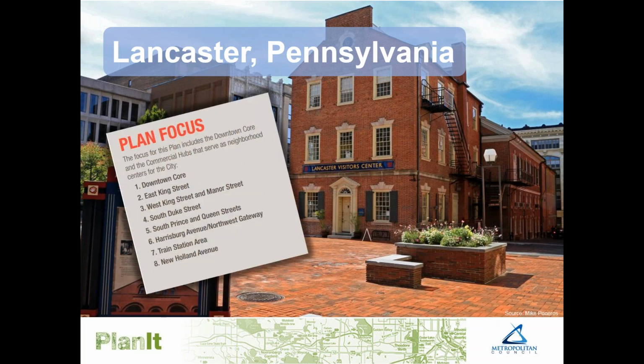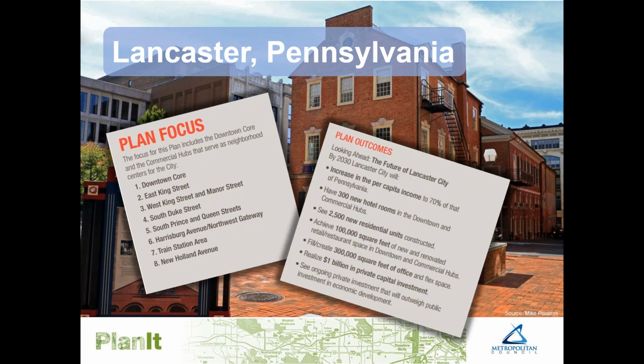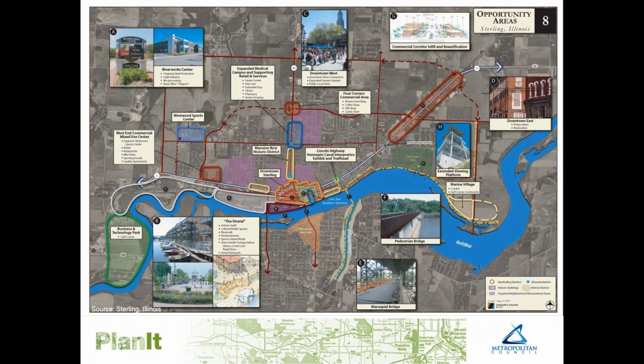This plan focuses on 8 specific areas throughout the city, as well as plan outcomes that represent indicators by 2030. And one of them, as you can see here, second from the last one, they want to realize $1 billion in private capital investment. They have these really great plan outcomes that they would like to see by 2030 that really help emphasize that implementation strategy that they have, which rolls into that strategic plan. So these are really great emphasis that they have for their plans.